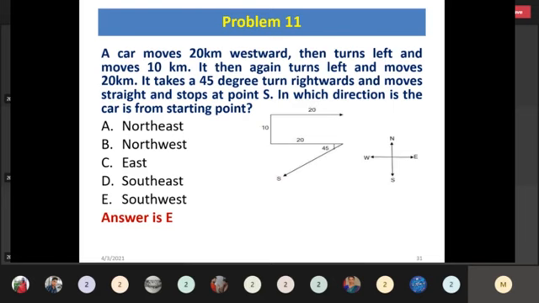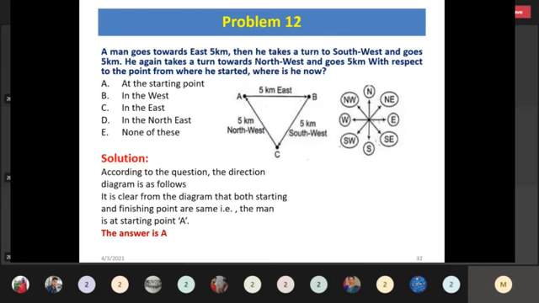That means southwest. Now coming to problem 12. A man goes towards east 5 kilometers. Then he takes a turn to southwest and goes 5 kilometers. He again takes a turn towards northwest and goes 5 kilometers with respect to the point from where he started. Where is he now? I'll read it once again.